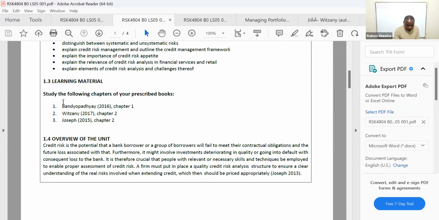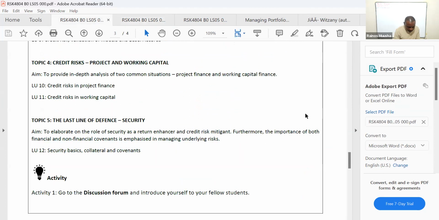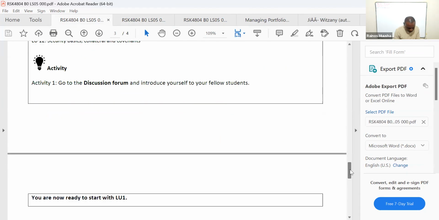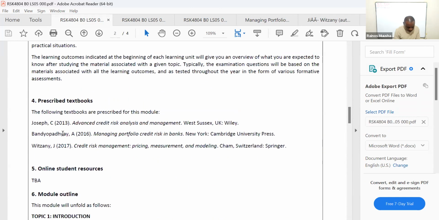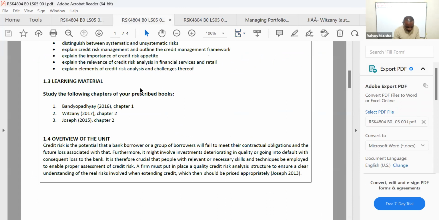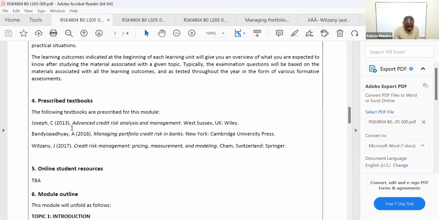So for learning unit 1, we need to cover chapter 1 of Bandyopadhyay, which is the textbook on managing portfolio credit risks in banks. Then they also ask us to look at the Whitney, which is the book that looks at credit risk management, pricing, measurement, and modeling.